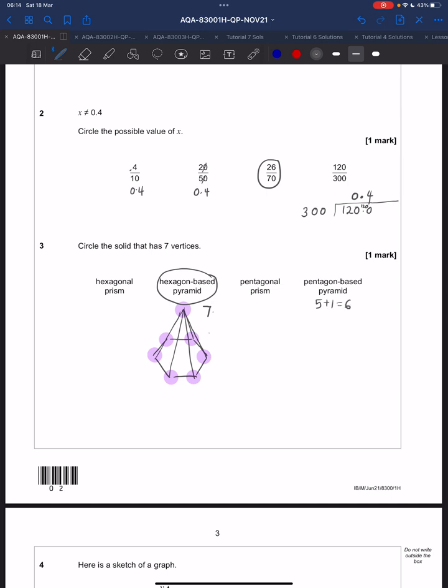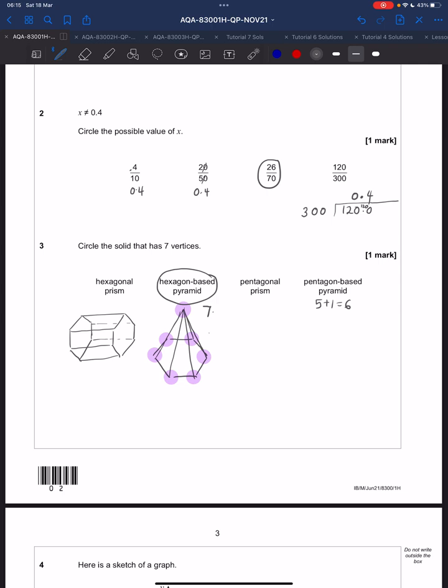A hexagonal prism. Well, that is a prism. It's the same shape all the way through, and it's hexagonal, so it's got hexagons at each end. Okay, a bit hard to draw. Let's fill it in. Have I done that right? I think I have.